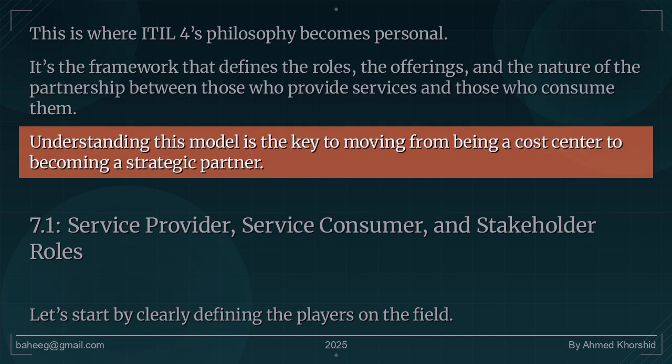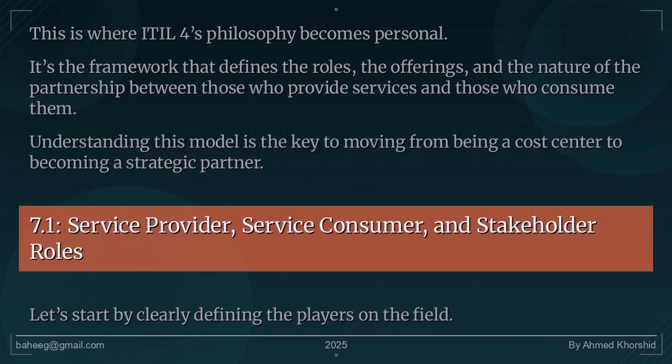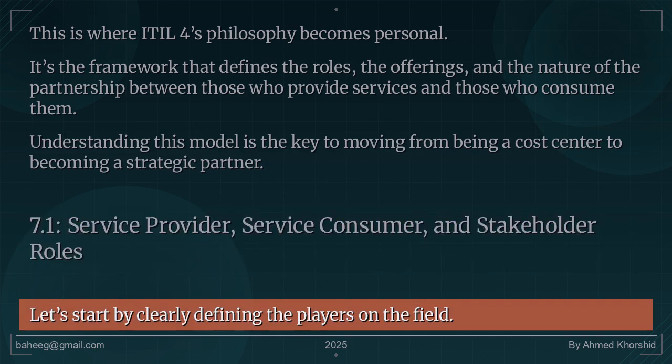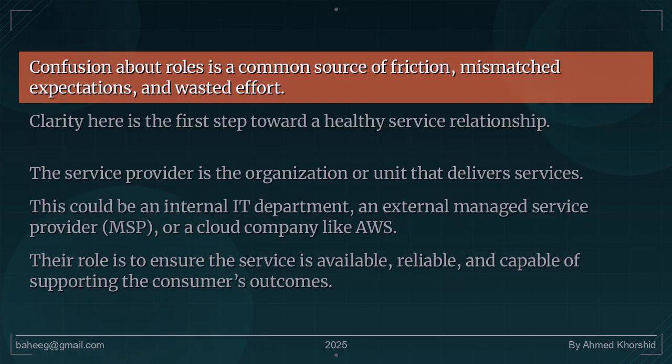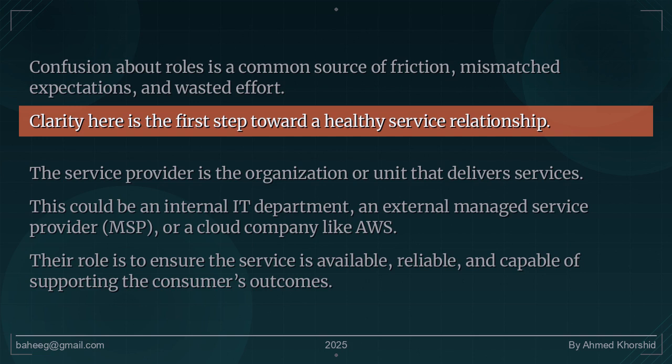Understanding this model is the key to moving from being a cost center to becoming a strategic partner. 7.1, Service Provider, Service Consumer, and Stakeholder Roles. Let's start by clearly defining the players on the field. Confusion about roles is a common source of friction, mismatched expectations, and wasted effort. Clarity here is the first step toward a healthy service relationship.